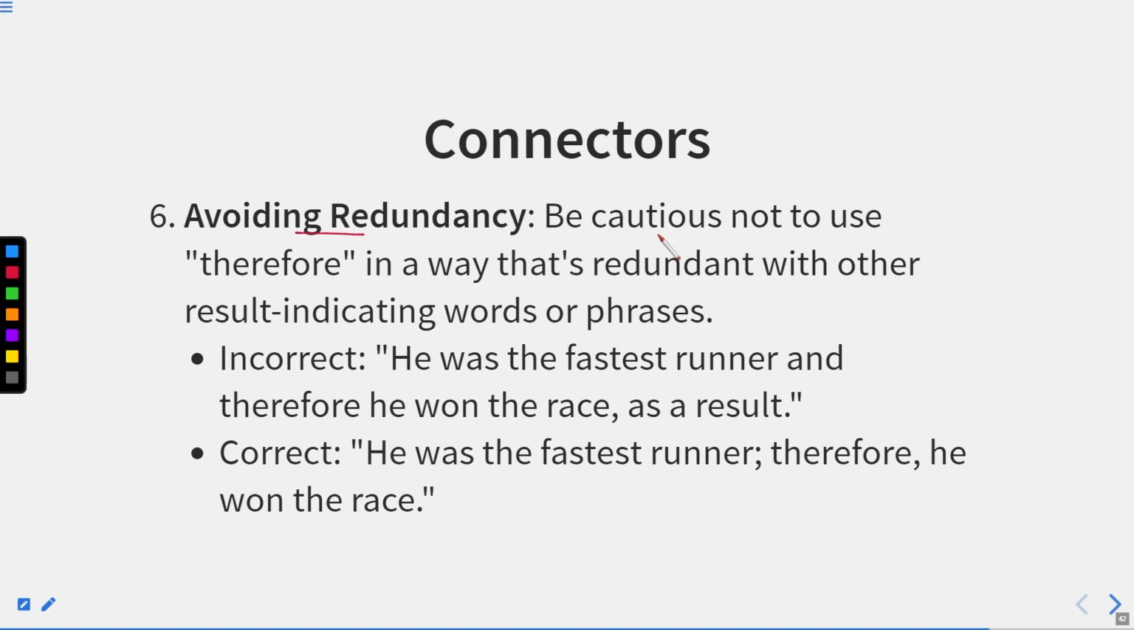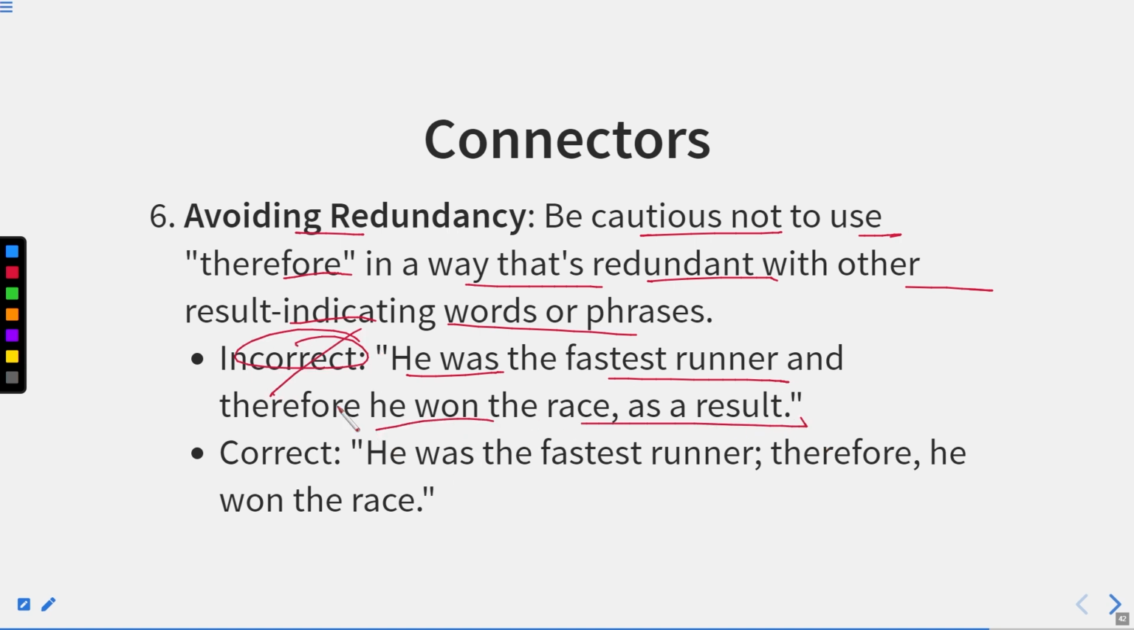Avoiding redundancy. Be cautious not to use therefore in a way that is redundant with other result-indicating words or phrases. For example, if we say "he was the fastest runner and therefore he won the race as a result," this is incorrect. Why so? We are using therefore and as a result altogether, which is incorrect. We can say instead, he was the fastest runner, therefore he won the race. Okay, so we can write it like this.